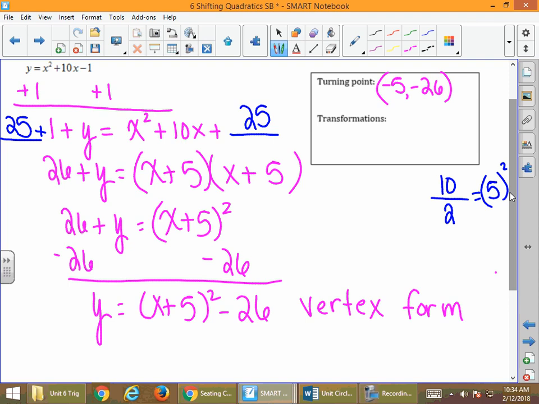And since it's x plus 5 in the parentheses, that means that we are going to go left 5. That's one of our transformations, one of our changes to the graph. And then minus 26 means that we're going to go down 26 units.